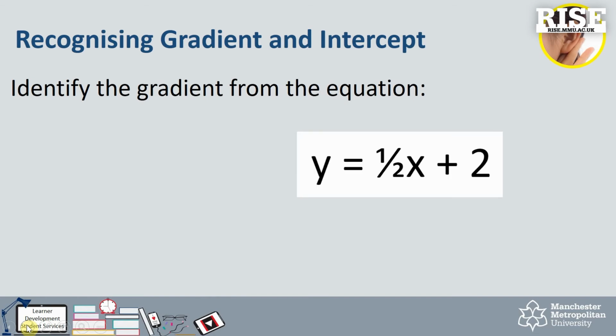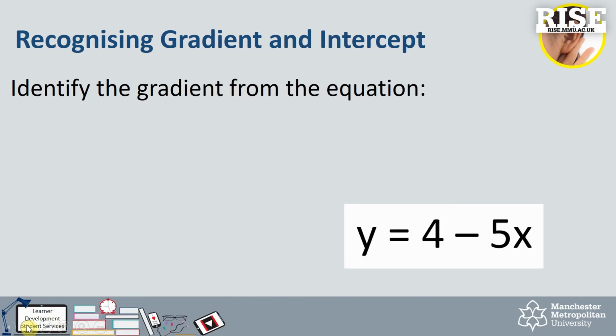Perfect. The gradient is a half in this case. What about this one? Well done if you didn't fall into the trap. Remember, it's always the number that's attached onto the x, which you may think is just 5, but it's actually negative 5. So be sure to watch out for what sign is attached onto it as to whether it's a positive or negative gradient.